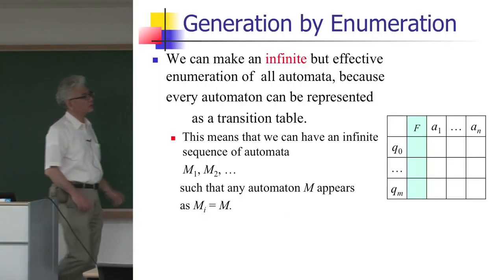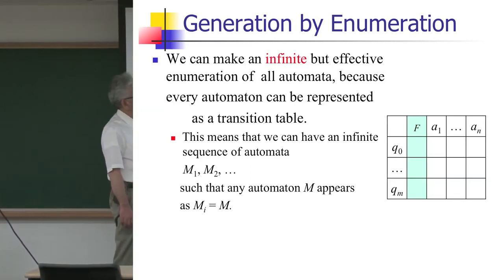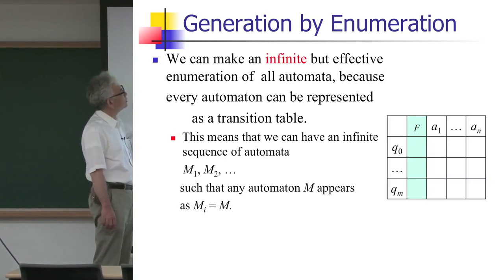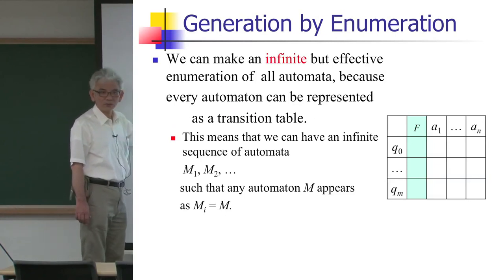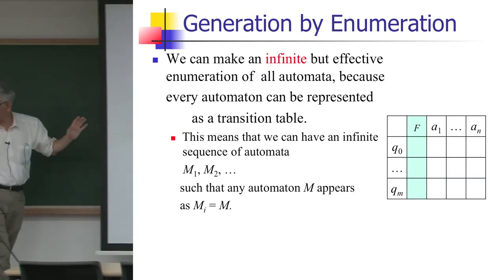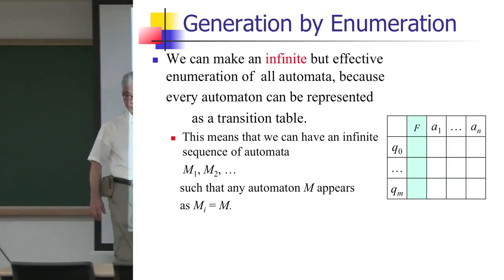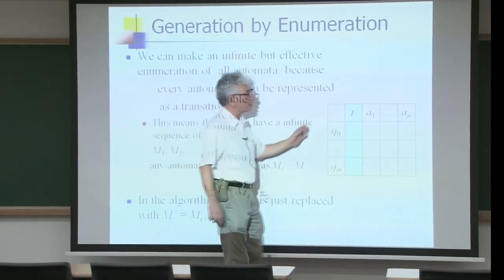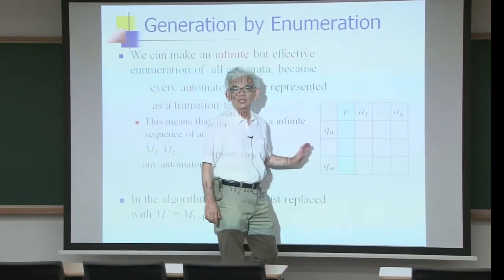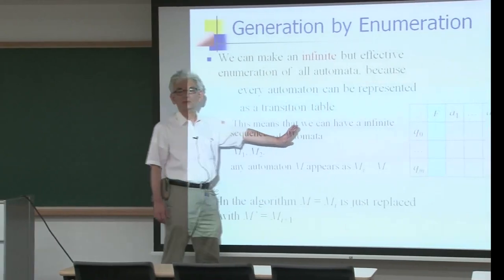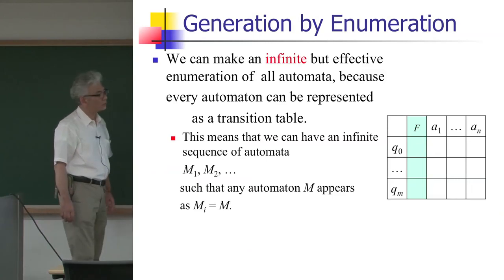Okay, so such an enumeration can be realized in this way, because this method is based on the fact that every automaton is not only a directed graph like this, but it can also be represented as a table. So this table consists of finitely many elements, so we can enumerate all tables of this type from smaller ones to larger ones.